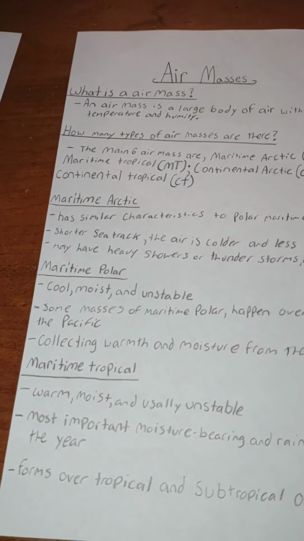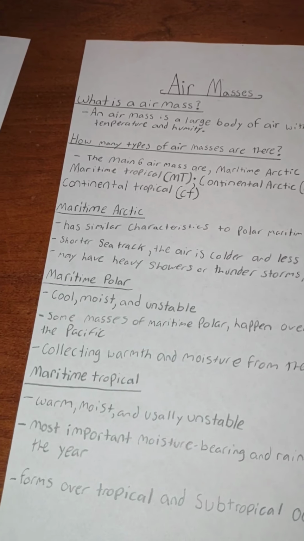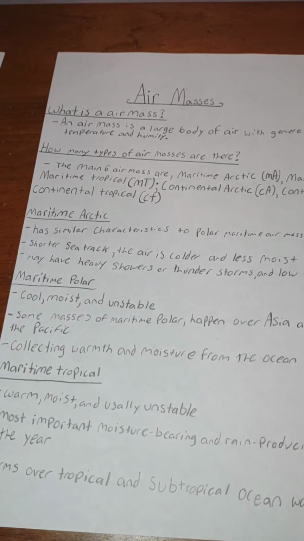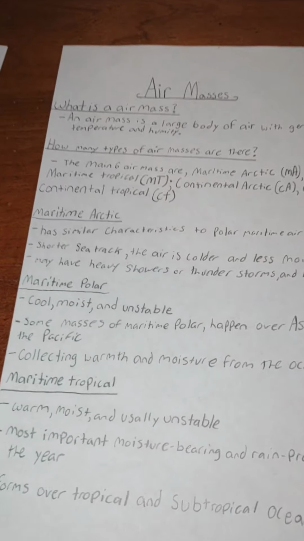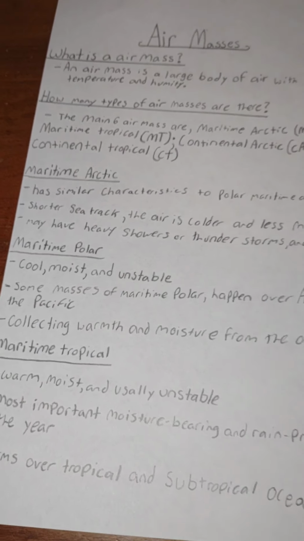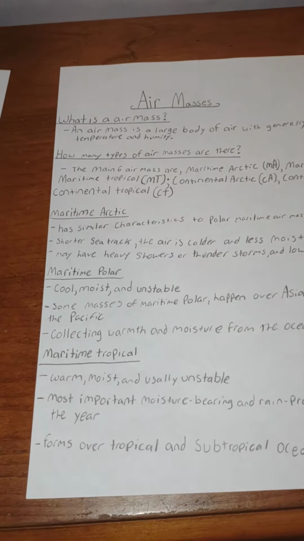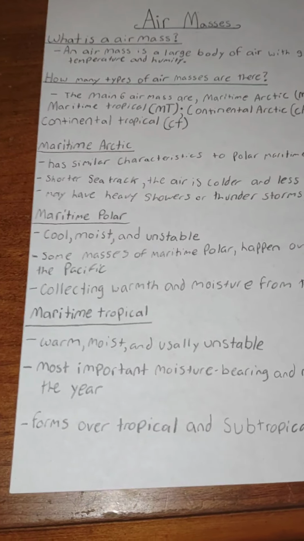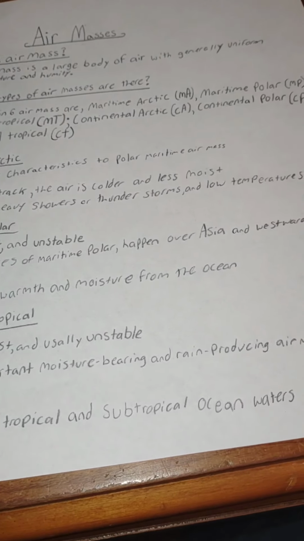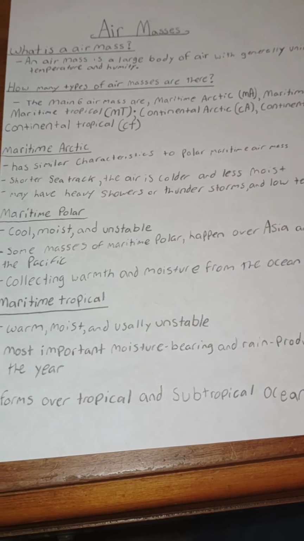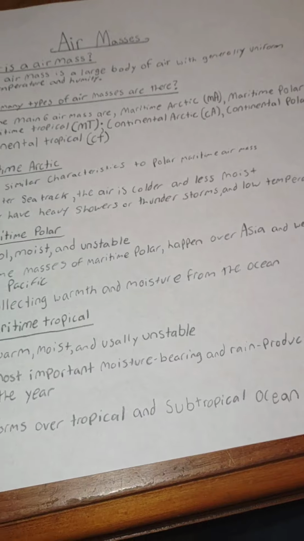Maritime Arctic has similar characteristics to polar maritime air mass. It has a shorter sea track, and the air is colder and less moist. It may have heavy showers or thunderstorms and low temperatures. Maritime Polar is cool, moist, and unstable. Some masses of maritime polar happen over Asia and westward over the Pacific, collecting warmth and moisture from the ocean.